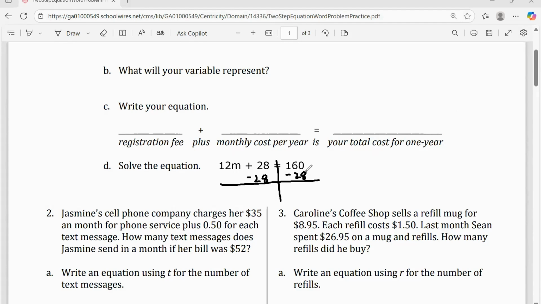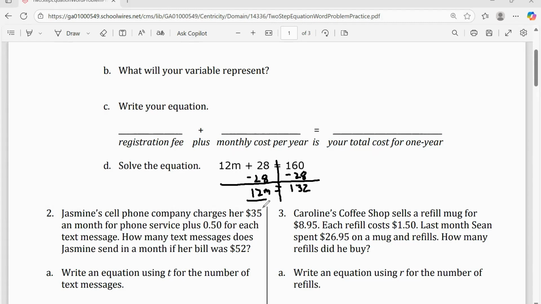Okay, once I do that, I can bring this 12m down, and then equals. And then that would have given me 132. So now if I have 12m equals 132, we're solving for m, right? Remember, a number and a variable together is multiplication. To undo that, we're going to divide.